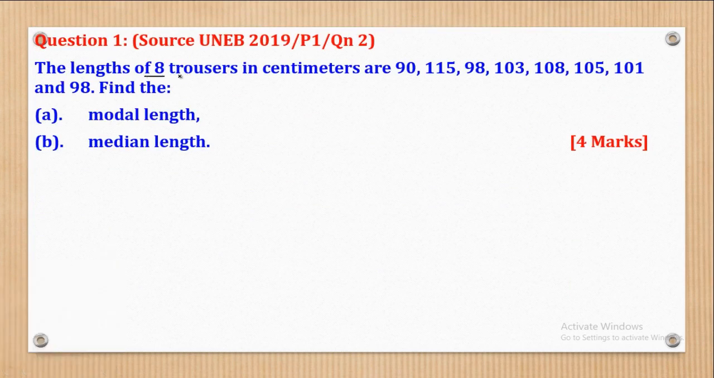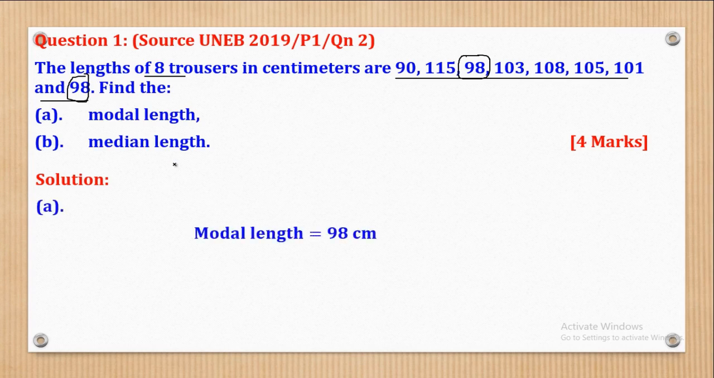Question 1 says the lengths of 8 trousers in centimeters are as shown. They said find the modal length and find the median length. If you realize, all the rest appear once, apart from 98, which appears twice. Since 98 appears more frequently, it implies that the mode will be 98 centimeters.